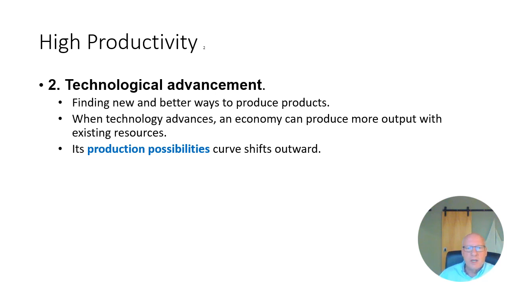Number 2, technological advancement. And the two go hand in hand. Technological advancement is what causes the need for factor mobility. Technological advancement refers to finding new and better ways to produce products. So when technology advances, an economy can produce more output with the existing resources, in particular the existing workers. The same number of workers can produce more if they're working with technology.